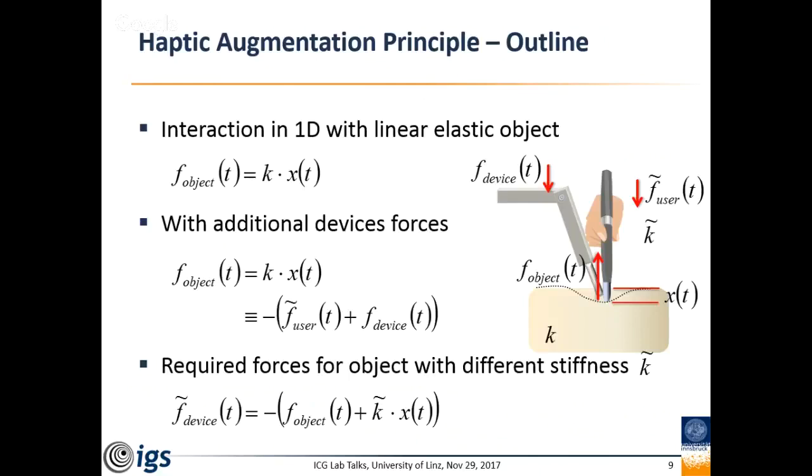We have a model, we have some target material stiffness that we want to generate in this case, and this is sent to the device so that the user has the impression of interacting with a different material.